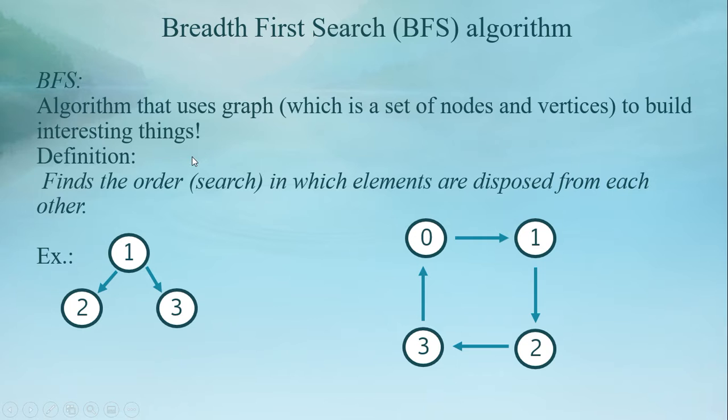The algorithm uses graphs, and so I've put these drawings here. A graph is just nodes and vertices used to build interesting things. The definition: the BFS algorithm finds the order, the search, in which elements are disposed from each other. So, for example, this is the first layer transversally. If we put a horizontal line here, 0 and 1 will appear first, and after, 2 and 3. So the algorithm is going to catch these layers, right? Maybe not so well drawn like this.